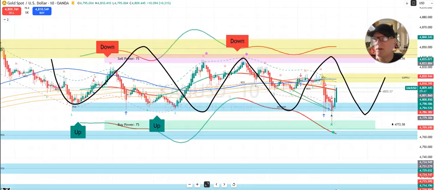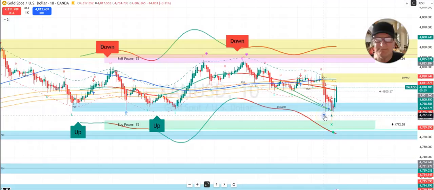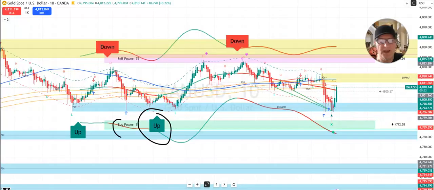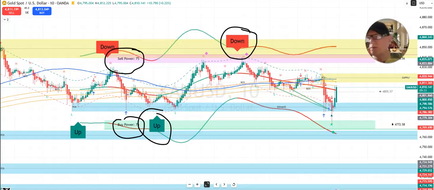So these demand areas are really acting as magnets, demand areas and supply areas. This is the situation that we saw during the Asian session. We had a beautiful up signal from a buy power of 75. We had a beautiful down signal on a sell power of 75. That shows you how equal the markets are in terms of direction.